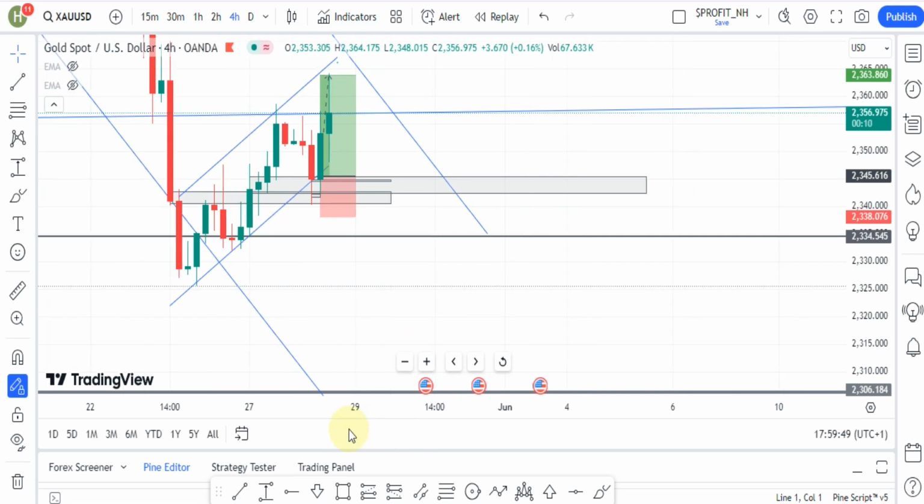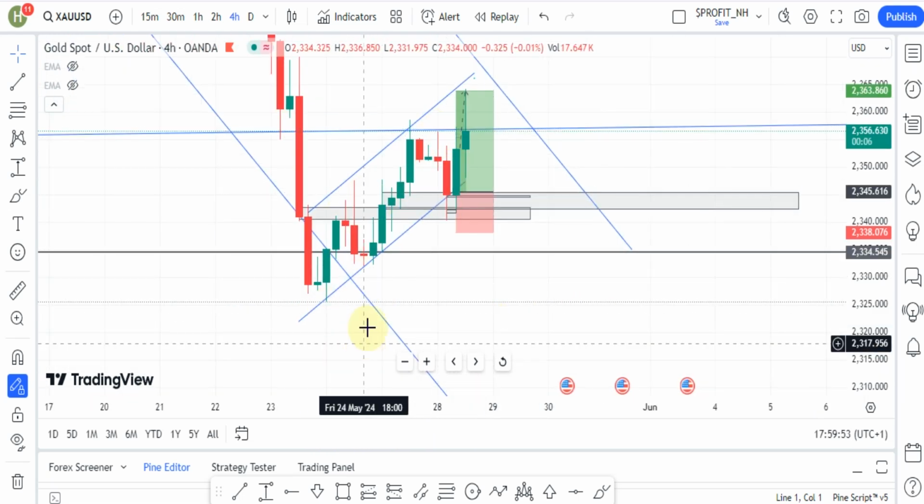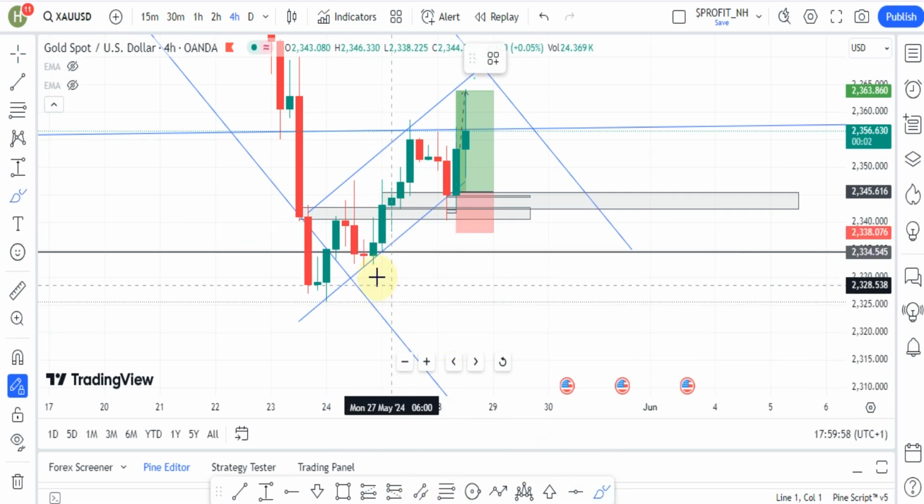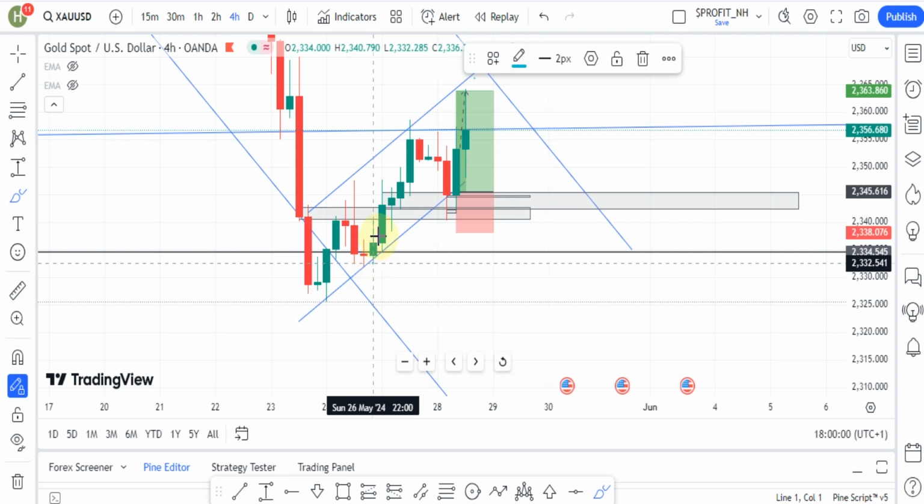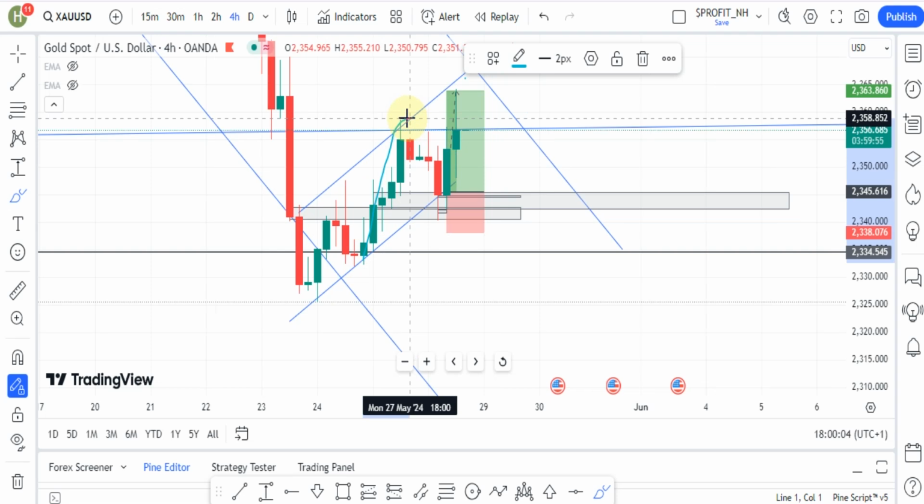So if you can look at this market, it was giving us, from this correction area, this kind of impulse correction. We had this impulse all the way from down there to this area, this small impulse in this correction area. Then we had this market giving us this correction.